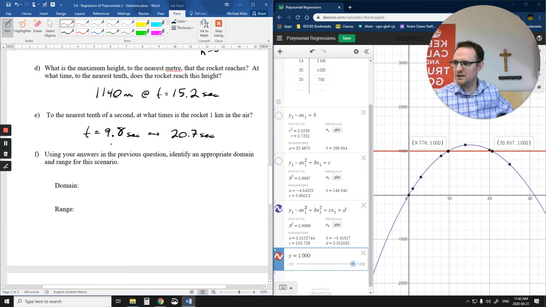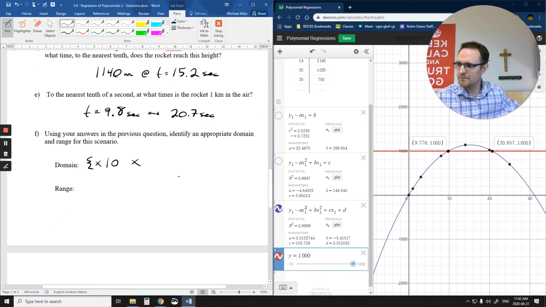What's an appropriate domain here? So my domain, yeah, we'll just use x's again. 0 to, and what do we say the max time was here? 31.1, when it hits the ground, so I don't think we need to care about time after that. Okay, my range, which is my height, well, I'll just call that y for now, goes from 0 to my max. What did we say my max was? 1,140.